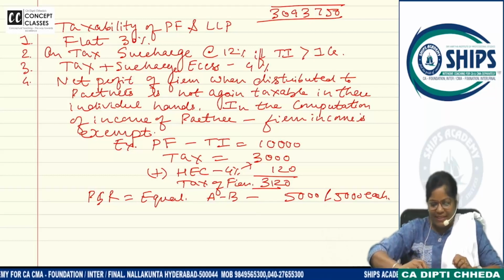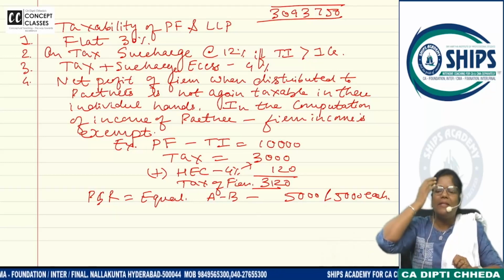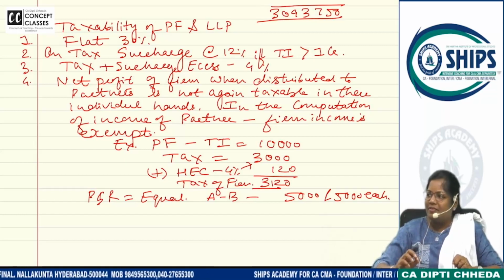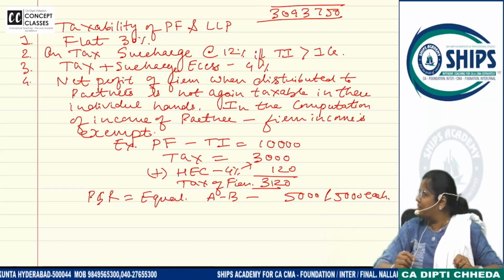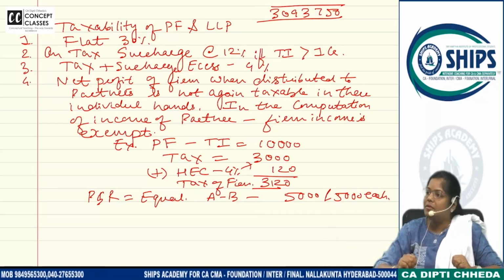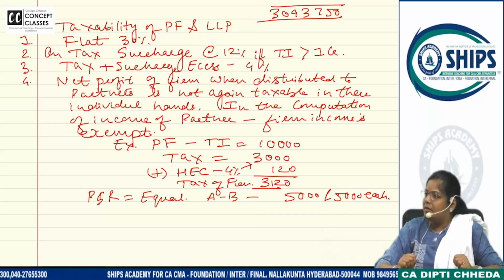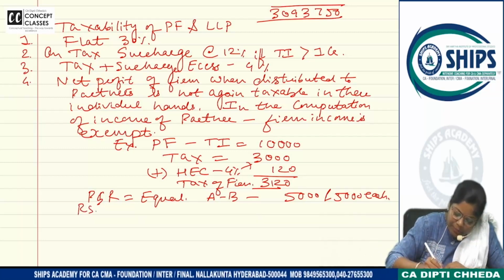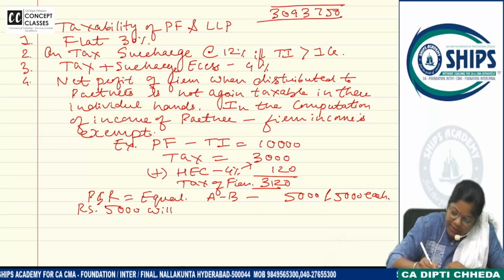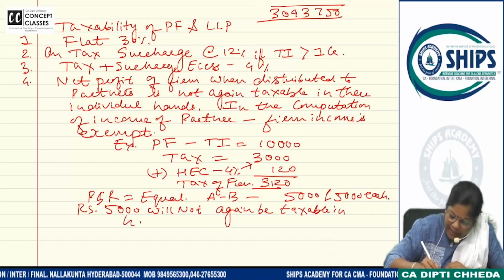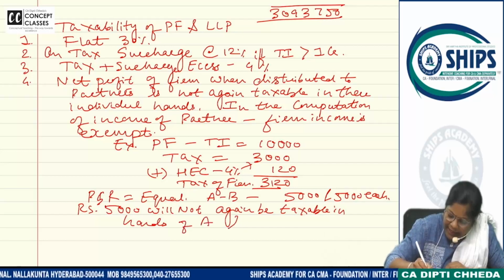Followed also, or still any doubt is there? I'm just saying in simple English. If anyone feels I'm speaking very fast or some terms I'm using, while the time we teach final, it happens that some terms are very common for me. So if I say and if you don't know what it is, ask. Nothing. PSR is equal to, that 5,000. Rupees 5,000 will not again be taxable in hands of A and B.